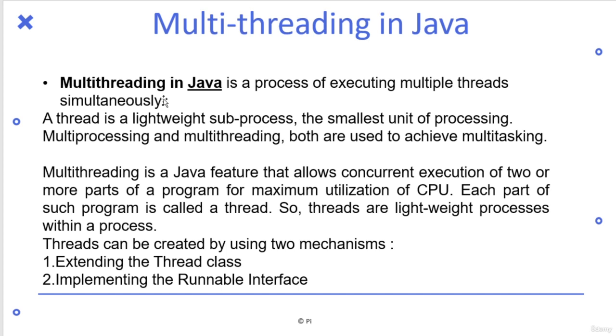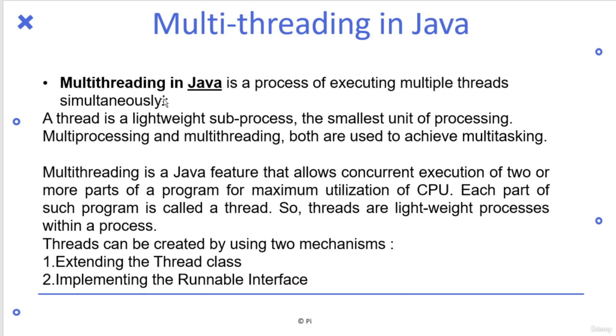So multi-threading is a Java feature that allows concurrent execution of two or more parts of a program for the maximum utilization of the CPU, or you can say your system. Each part of such a program is called a thread. So a thread is a lightweight process within a process. You can create threads using two mechanisms: extending the Thread class, or implementing the Runnable interface.